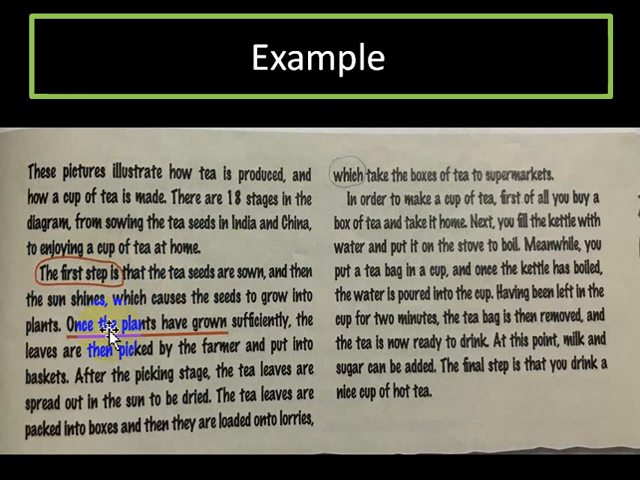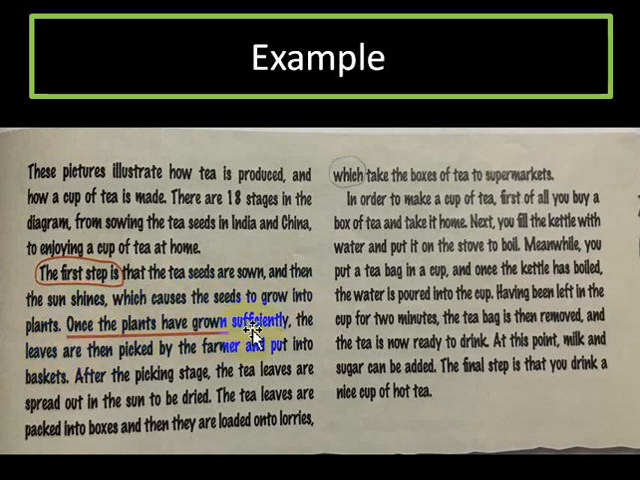So the next paragraph is the body. The body consists of two sub-bodies. The first one is about what? This paragraph talks about how tea is produced. The first step is that the tea seeds are sown, and then the sun shines, okay, which causes what? The seeds to grow into a plant.